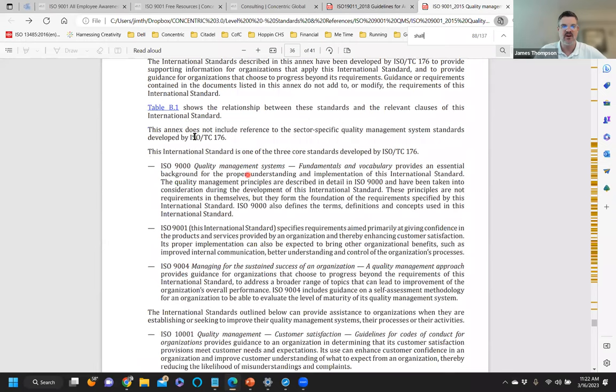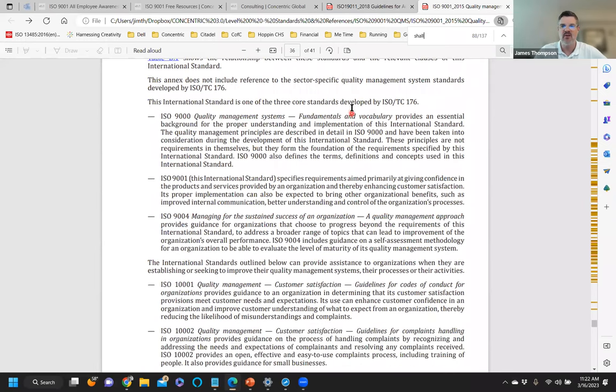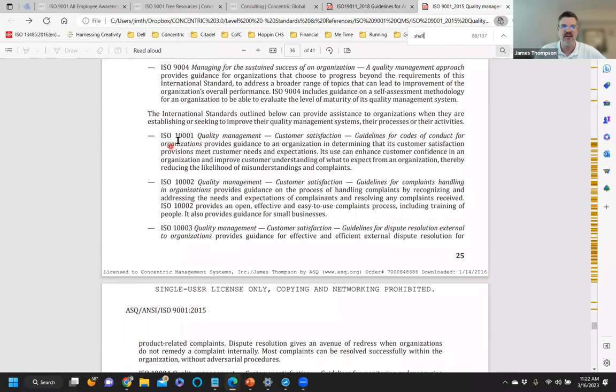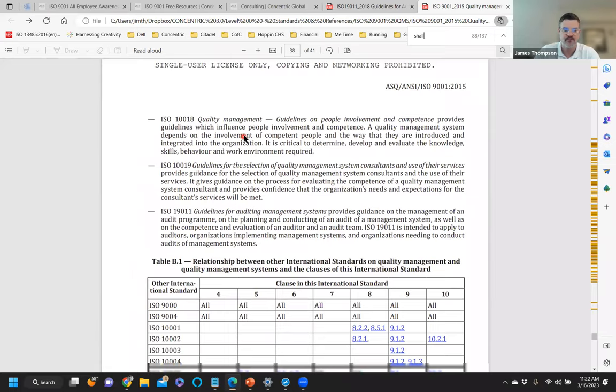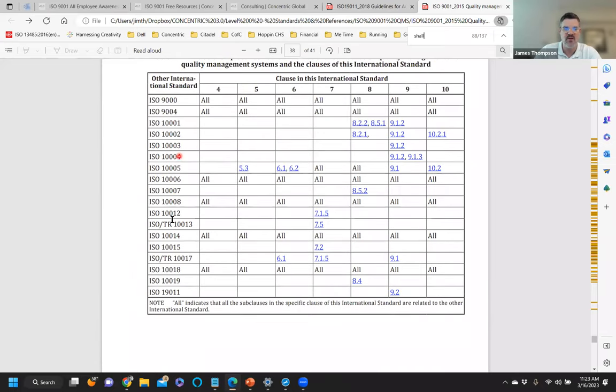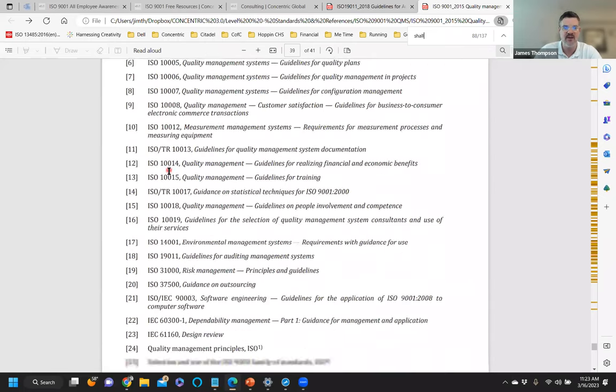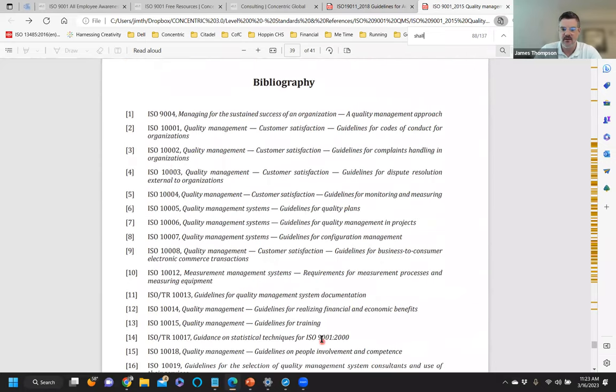And then Annex B really talks about Technical Committee 176. What are the companion documents to 9001? You'll see 9000 and 9004. These are the three core standards. And then you'll see a bunch of other standards here that the committee is also responsible for that are pertinent to quality management systems and improving their processes and activities. There's a table under here that also shows these are all the standards, and here are sections within the 9000 standard that line up with those other standards from TC 176 in the bibliography here. So that's it for clause 9 and 10.